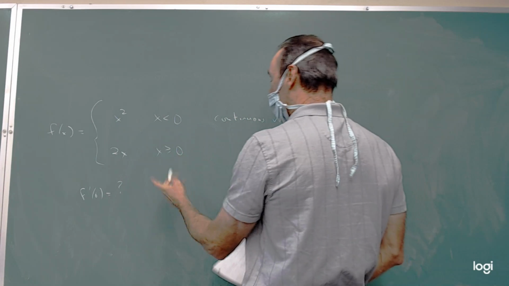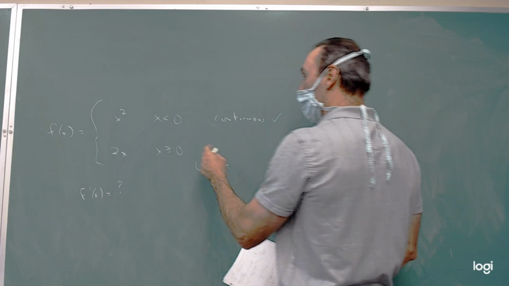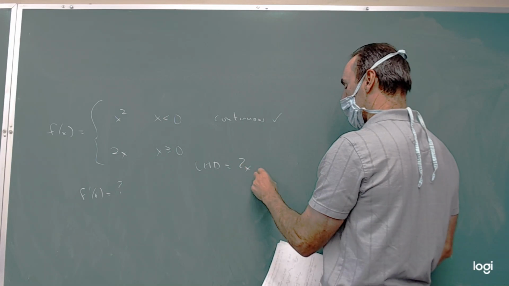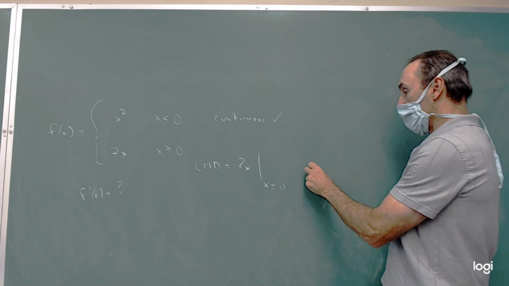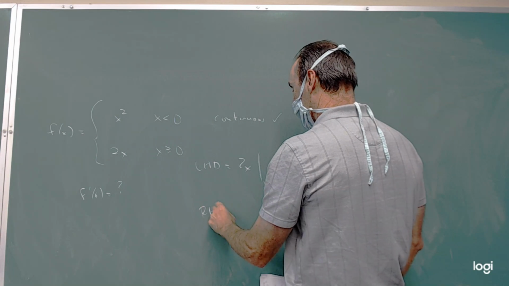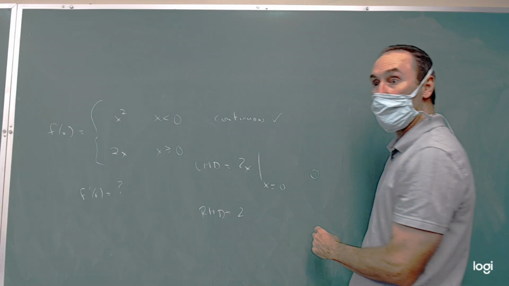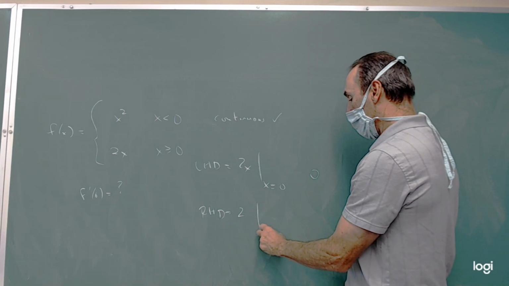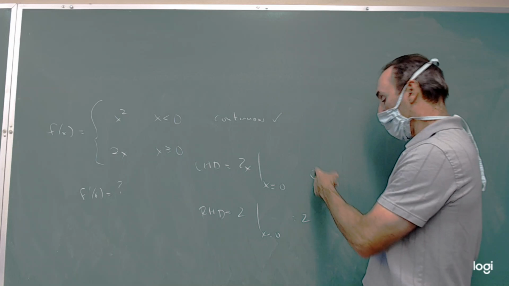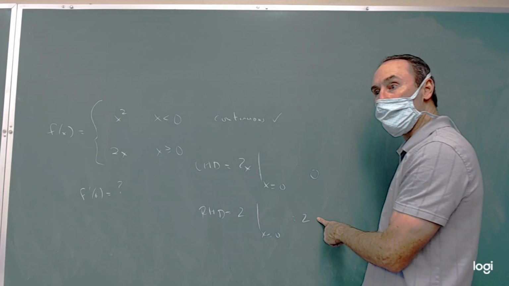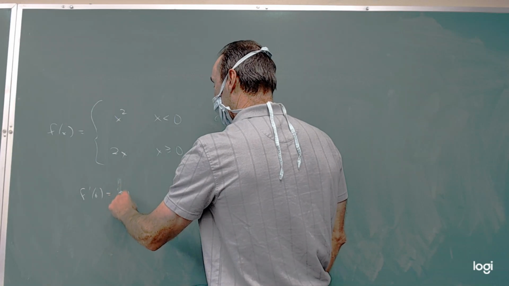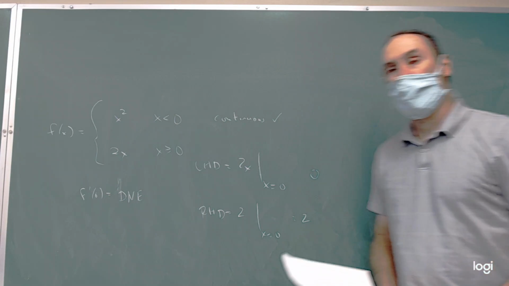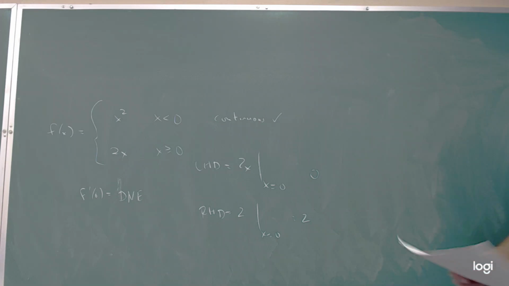So then we go to the left-hand derivative. The left-hand derivative is going to be 2x. Evaluate that at x equals 0, we get 0. The right-hand derivative is going to be 2, and that's true for all values, so evaluated at x equals 0 it's still 2. And since the left-hand derivative is not equal to the right-hand derivative, the answer is this doesn't exist. See how the plan of action works?